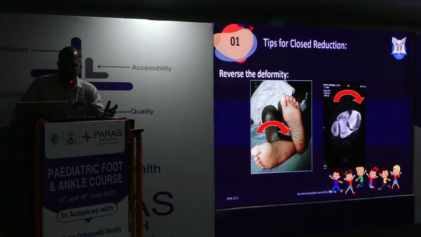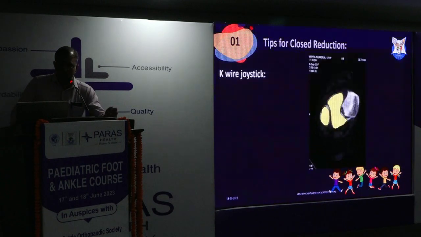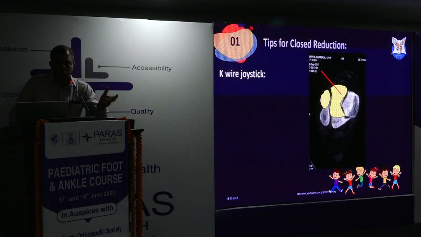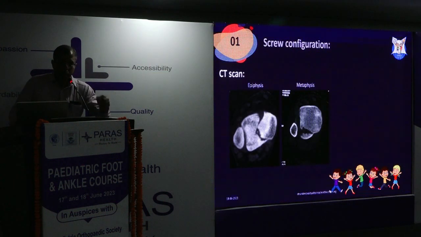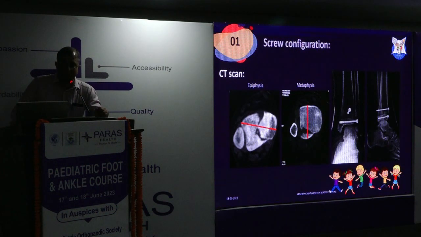So to reduce these fractures, again, you need to reverse your deforming force. How do you do that? You can insert a K-wire into the anterolateral fragment and then derotate, or internally rotate, your leg in order to reduce the fracture, and the same K-wire can then be advanced and used as a guide wire to put in your screw. The CT scan guides you to know the exact screw configuration. So in the epiphysis, you generally need to put an anterolateral to posteromedial screw. In the metaphysis, you need to put an anterior to posterior screw, something like this.